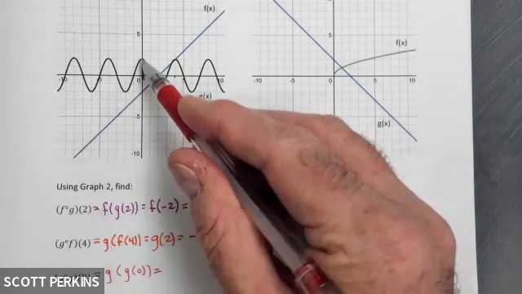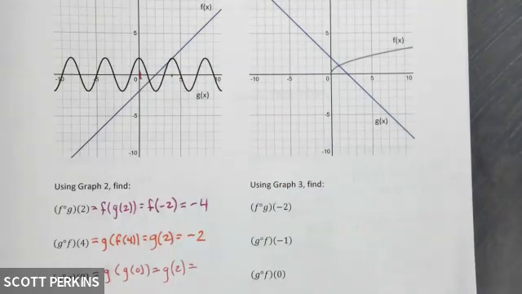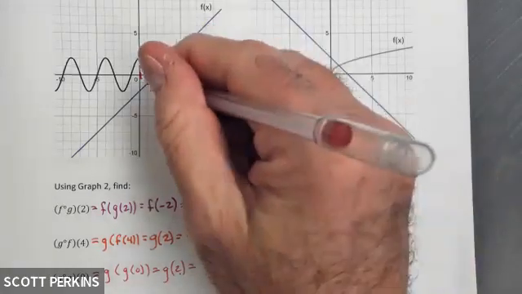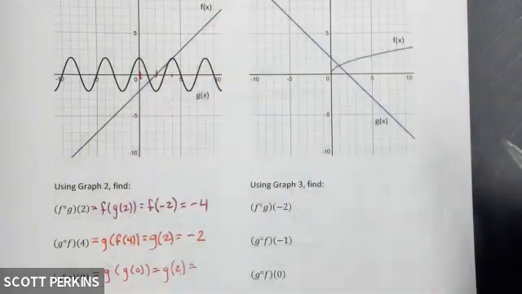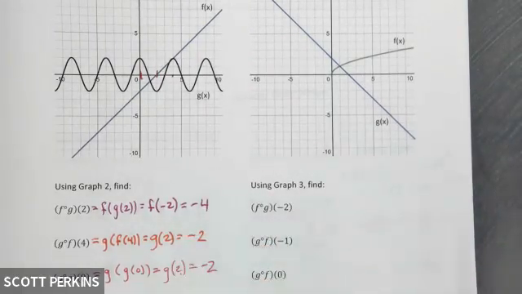It's 1, 2, 2 up. So I have G of 2. Then the only difference here is that instead of going to a different graph, we're going to look at the same graph at the x value 2. So over here, 1, 2, it's weird how they all worked out to have a G of 2 in them. So this turns out to be negative 2.